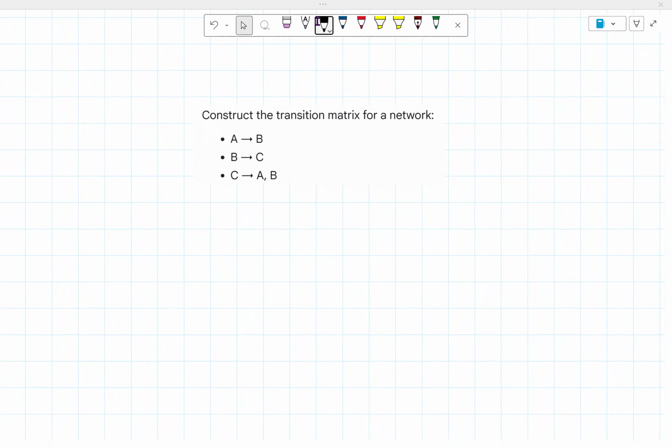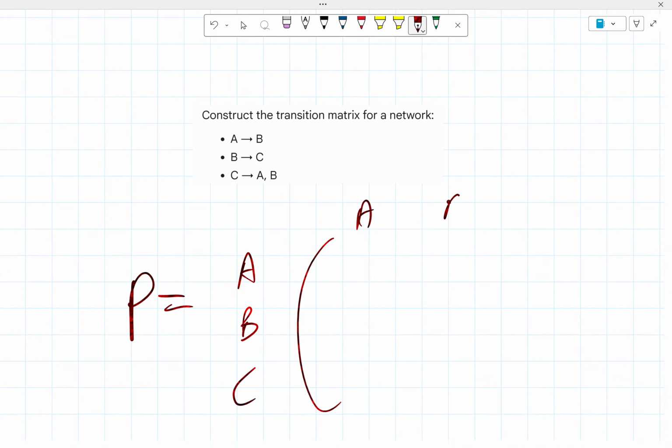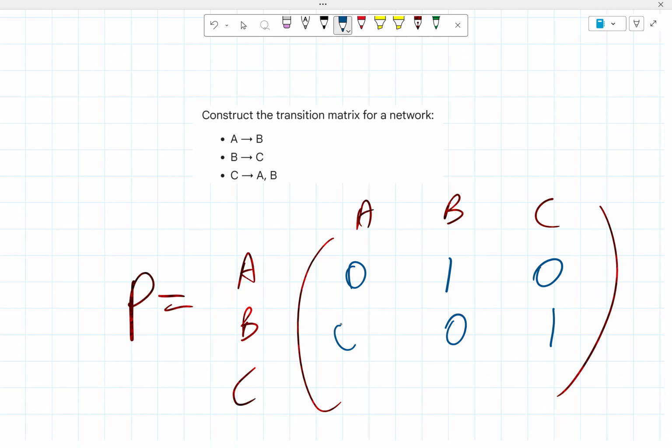This is P, which is equal to, so you can say A, B, C. Then you have A, B, C, like this. So you can go from A to B alone. A to B, that is 1 here. So automatically this will be 0, 0. Then B to C, this is 1 and this is 0, 0. Then from C, you can go to A and B. So it means you can go here, you can go here, and this is 0. So these two, if you imagine they share the probabilities equally, that's 0.5 and 0.5. So this is the transition matrix for this network now.